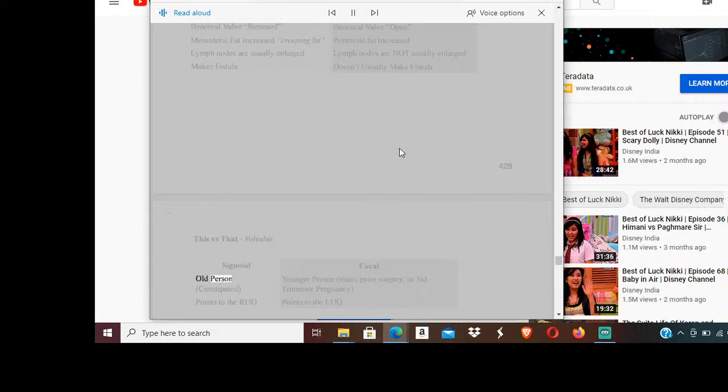Sigmoid: old person, constipated, points to the RUQ. Cecal: younger person, mass, prior surgery, or third trimester pregnancy, points to the LUQ.